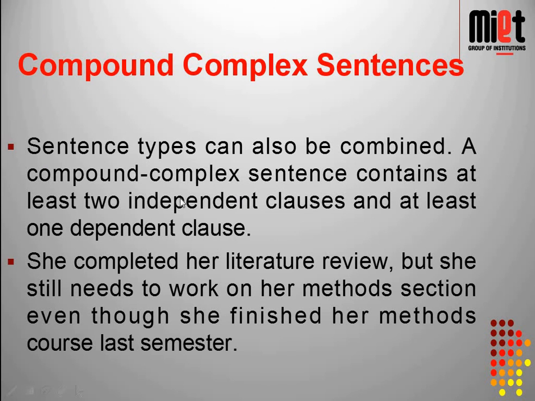Compound plus complex sentences. Sentence types can also be combined. A compound complex sentence contains at least two independent clauses and at least one dependent clause. So what am I saying, students? A compound and a complex sentence contains two independent clauses and at least one dependent clause. She completed her literature review, but she still needs to work on her methods section, even though she finished her methods course last semester. Right? So it's an example of a compound plus complex sentence.